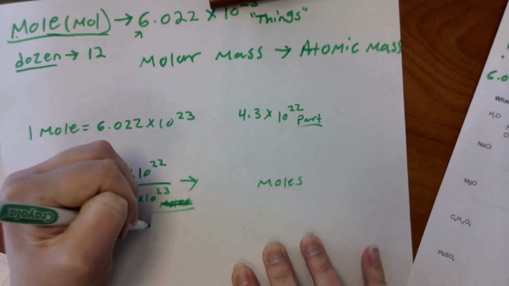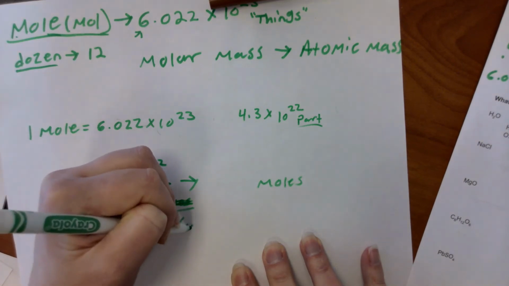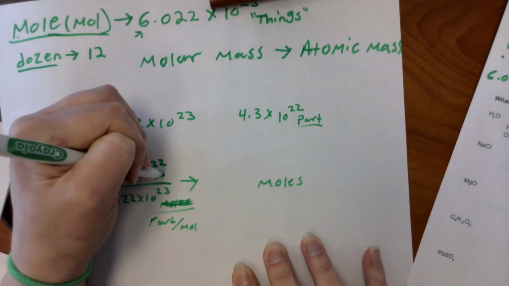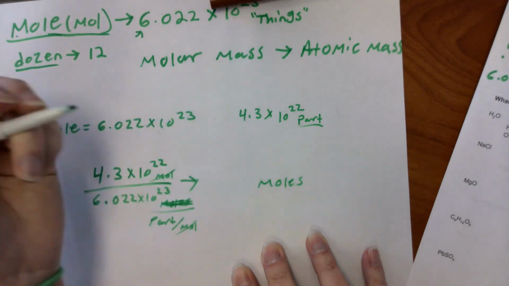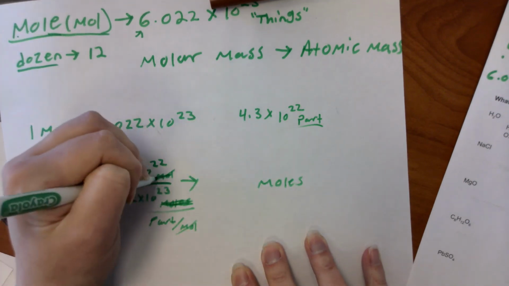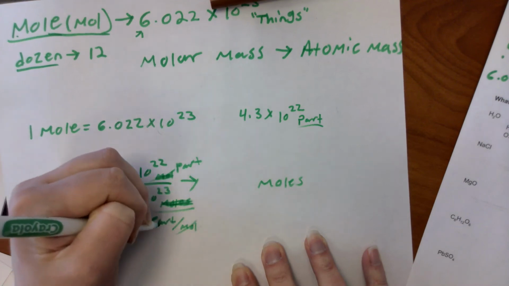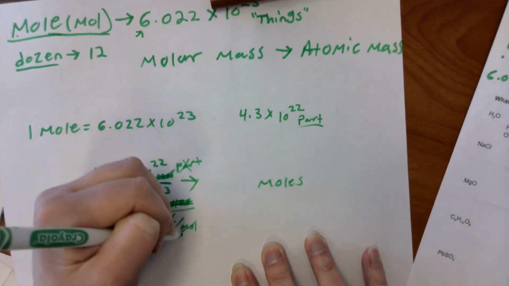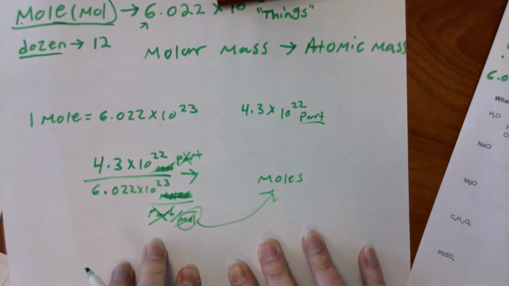Or in other words, down here is particles per mole. Up here is how many particles you have, so these two cancel out, leaving moles to go forward.